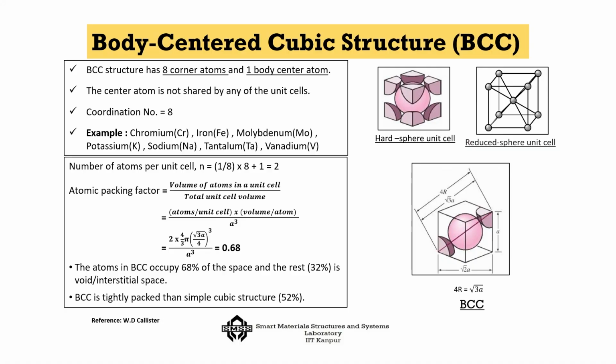Now, you can understand that for a BCC, it will be 1/8 times 8 plus 1, there is 1 at the center which is not shared. So, it will be 2 and hence you will get a packing factor which will be 0.68. This is a much better packing factor, 68% of space is occupied, and also by heavy atoms such as chromium, iron, molybdenum, and some light ones like potassium, sodium, then again tantalum and then vanadium. So, this is a BCC structure.